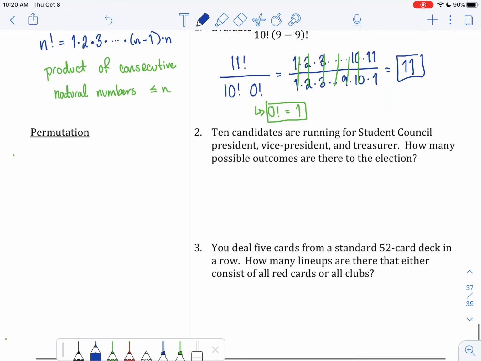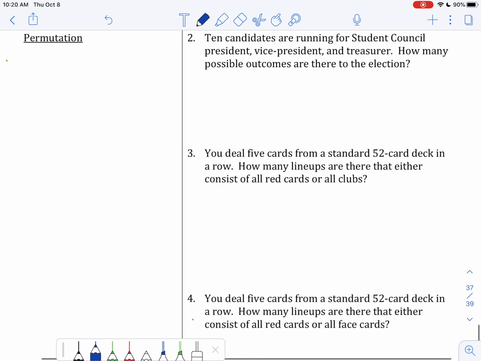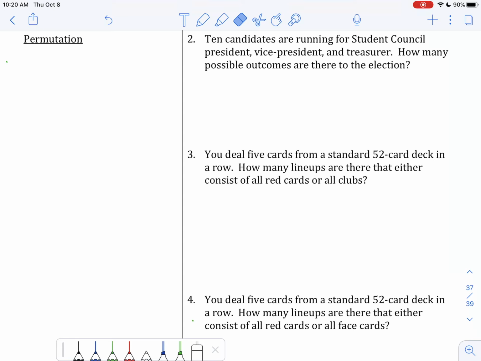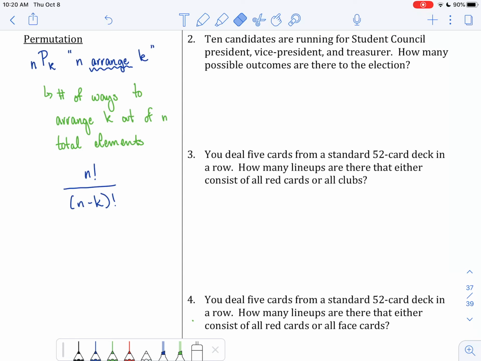Now, we're also going to be talking about permutations here. As I said, we'll talk about combinations in our next lesson. And permutations, we have a couple different pieces of notation. We have nPk, or n arrange k, and it's the number of ways to arrange k out of n total elements. If you want to use the formula for it by hand, if I'm looking for that total number of ways to arrange, I'm going to take n factorial over n minus k factorial.